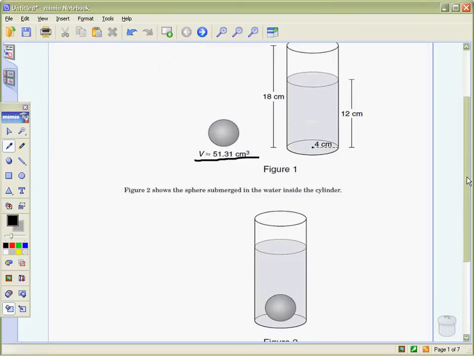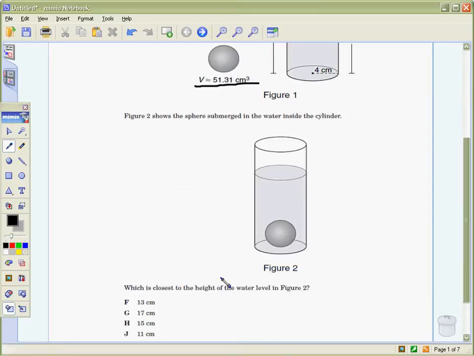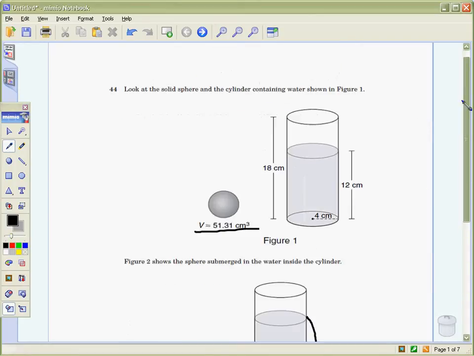Then it says Figure 2 shows the sphere submerged in the water inside the cylinder, and it wants to know which is closest to the height of the water level in Figure 2. So we're looking for this height right here. First of all, we need to find the volume of the water level here. We're not going to be looking for the entire volume of the cylinder. We're just looking at the water level.